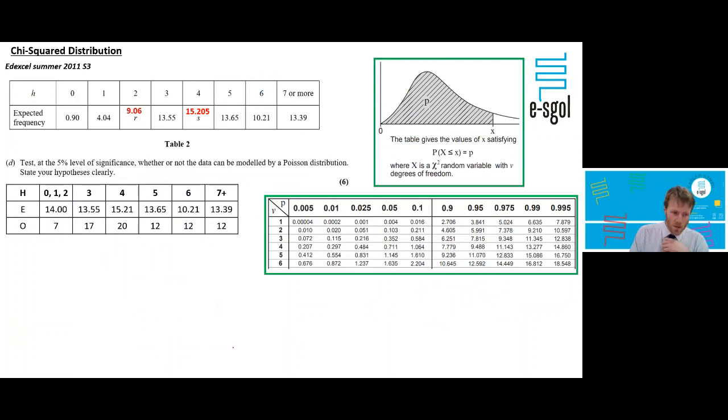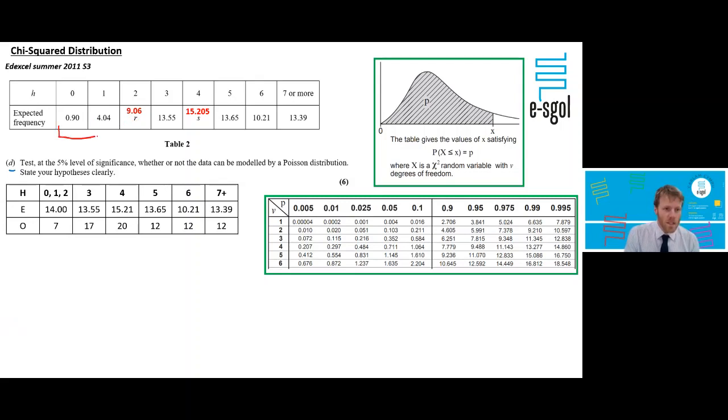Part D, so this is still the same question. For part D, test at the 5% level of significance whether or not the data can be modelled by a Poisson distribution. So I still have my same table at the very top. I filled in red here R and S. These are the expected frequencies.